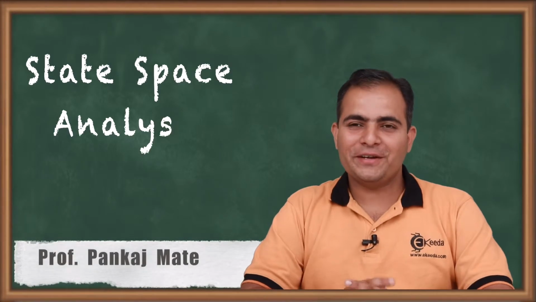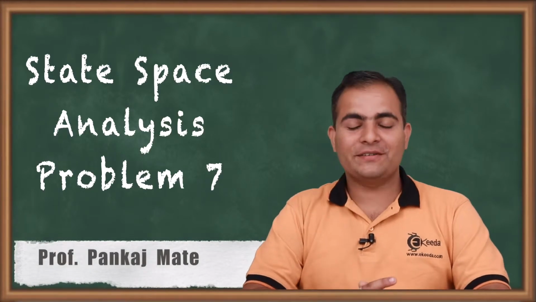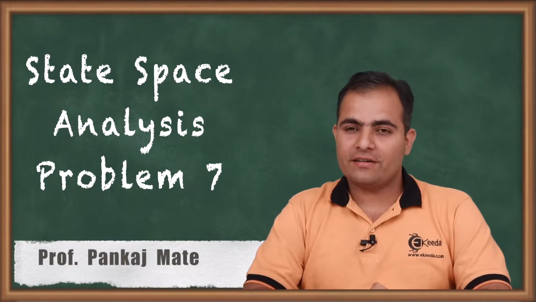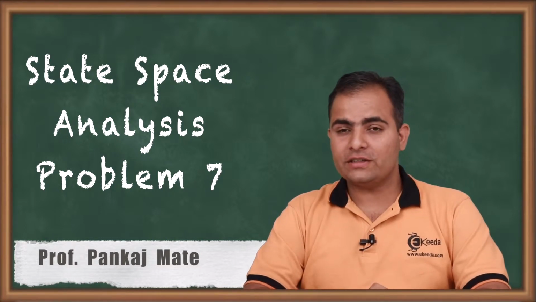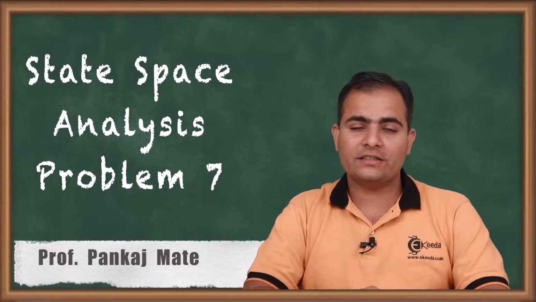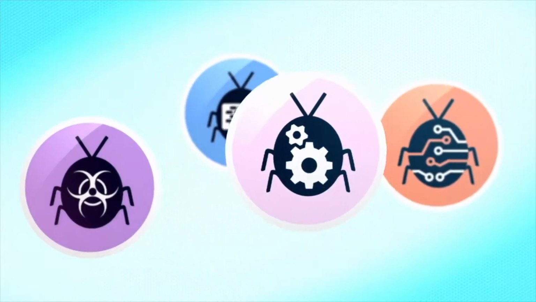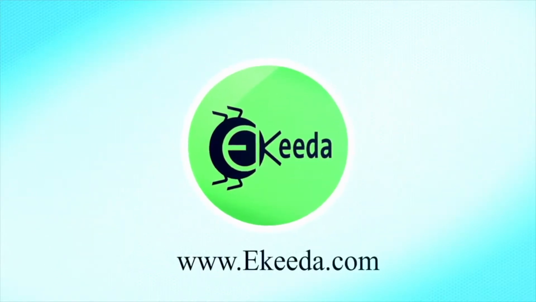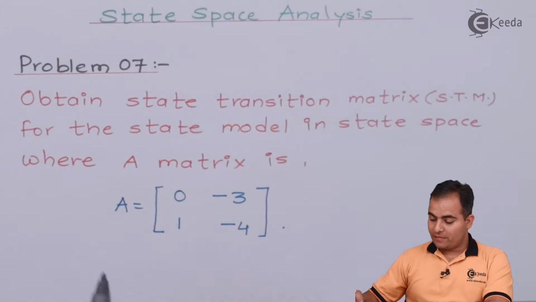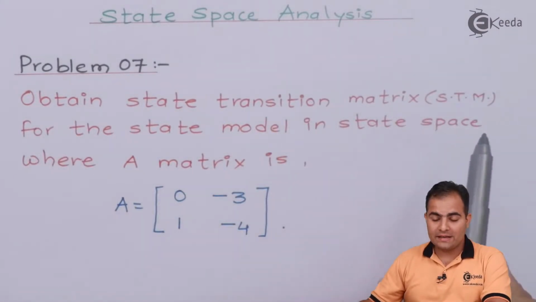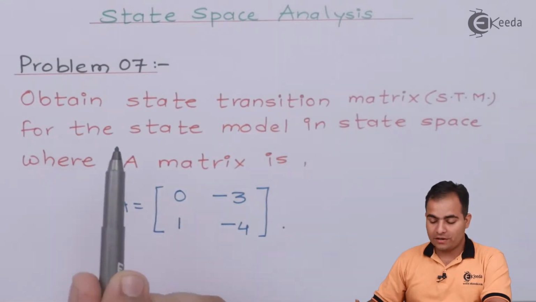Hello friends, and today we are going to study problem number 7, which is based on state space analysis. In this question we are going to obtain the state transition matrix. So we'll see the question, because we know the formula for how to obtain the state transition matrix. Problem number 7: obtain the state transition matrix, that is STM. We can use a shortcut one also.